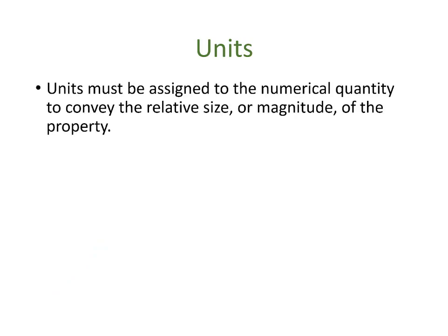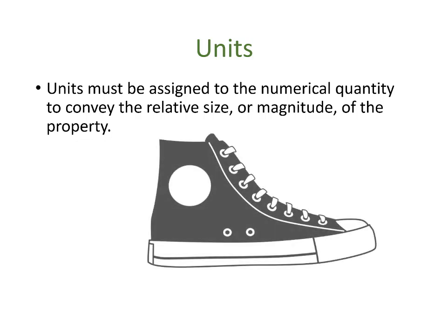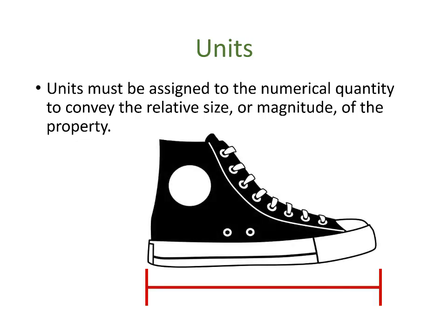Units are also important whenever we're measuring something. Units must be assigned to the numerical quantity to convey the relative size, or magnitude, of the property. For example, if I were to measure this shoe and I said that it was 7.3, you might say, 7.3 what? Exactly how long is the shoe? But if I said that the shoe was 7.3 inches, then you would understand exactly how long the shoe was.